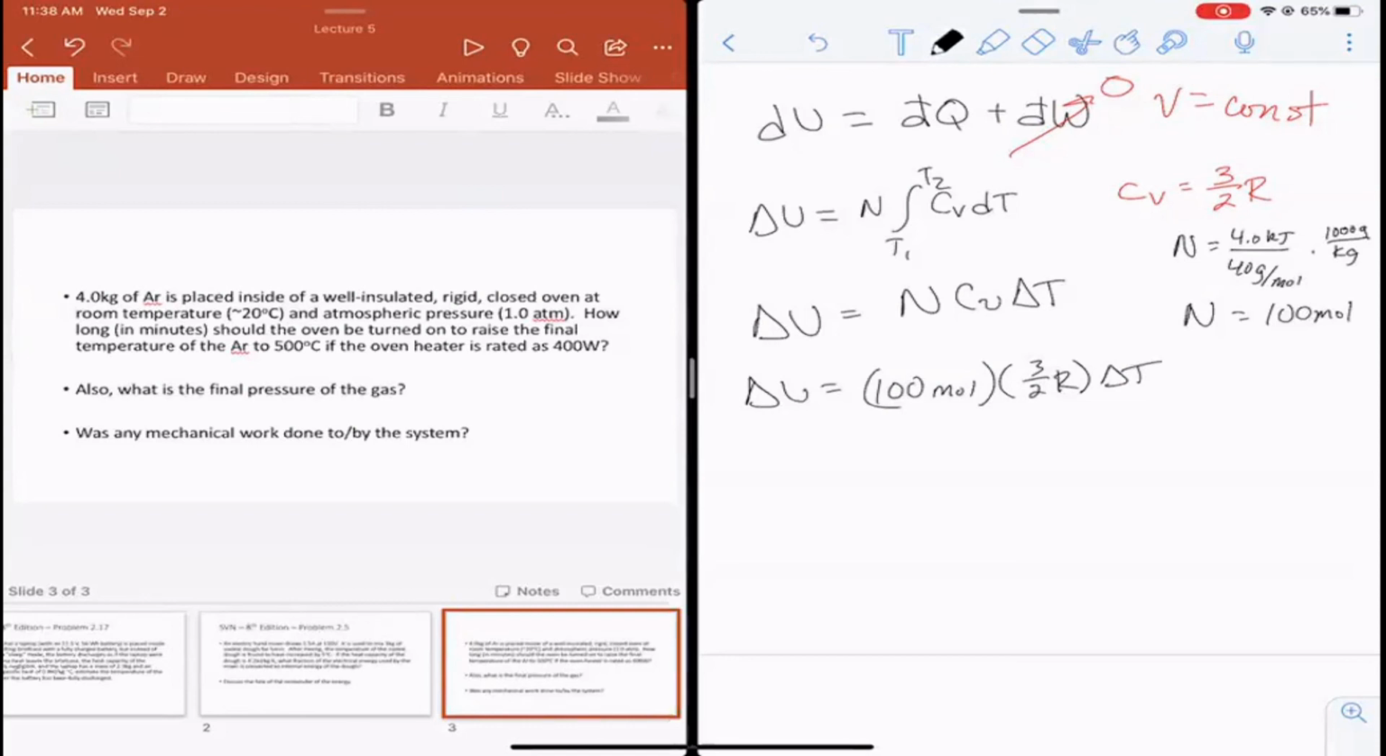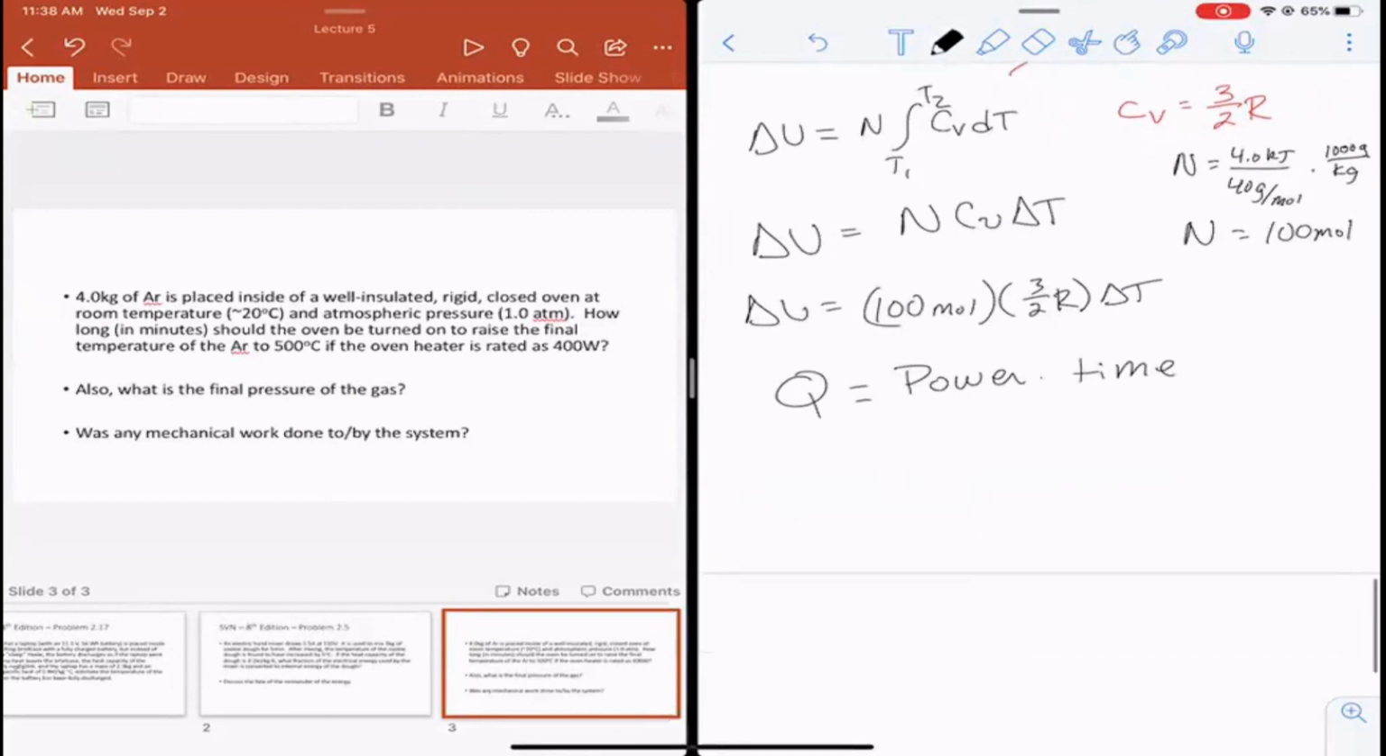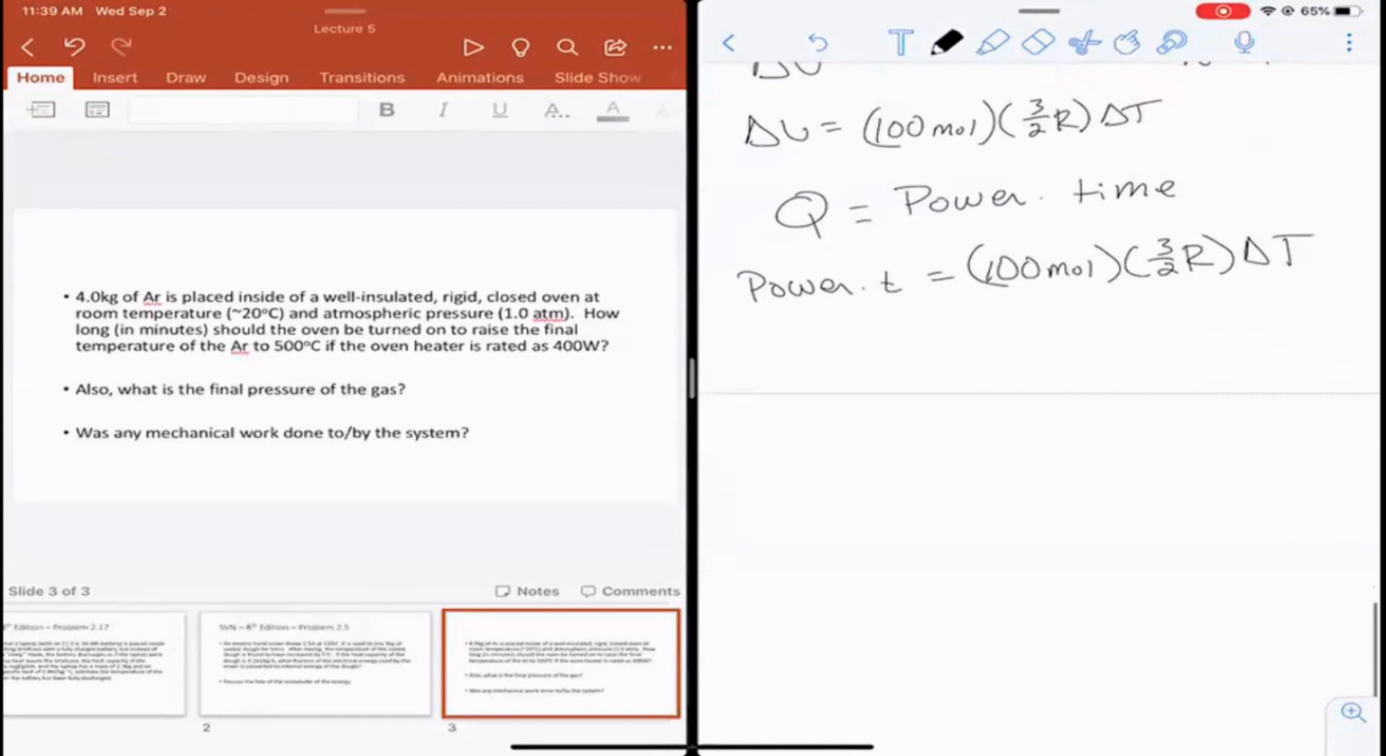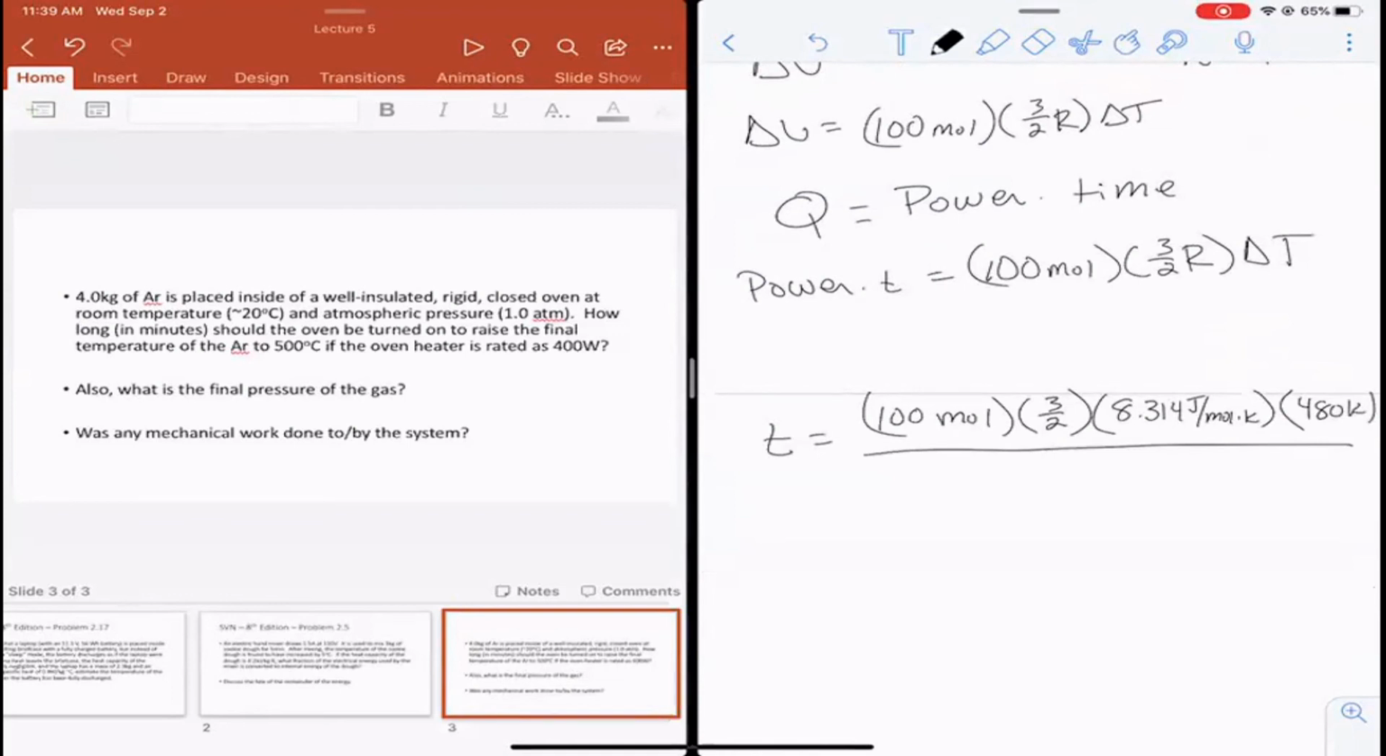And now what about Q? Well, the amount of heat that we have to add that's going to come from the oven is the same thing that we had before, although since last time the heat source was part of the system, we called it work. But we're still interested in power times time. So if delta U is just equal to Q, we have power times time equals our 100 moles times 3/2 R times delta T. And really what we're asked is how long do we need to heat this up? So the time is equal to 100 moles times 3/2 times 8.314 joules per mole Kelvin times delta T, which is 480 Kelvin from the problem, divided by our power, which was 400 watts, which is just 400 joules per second.